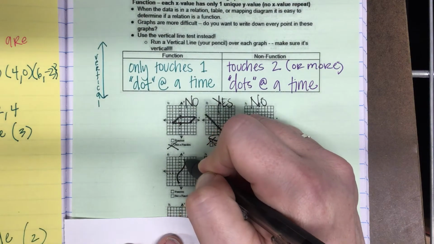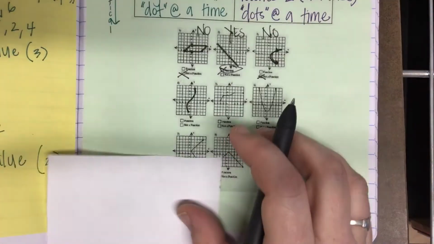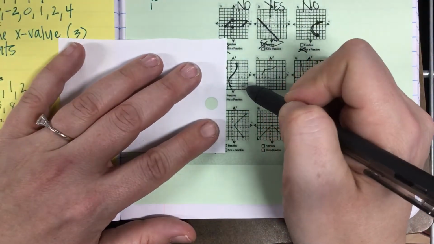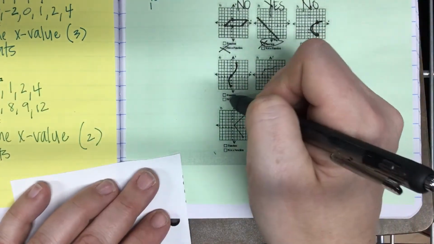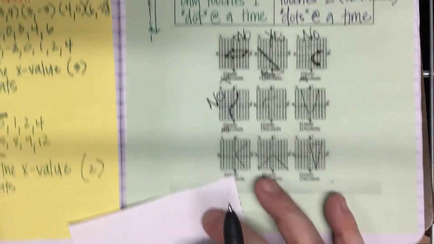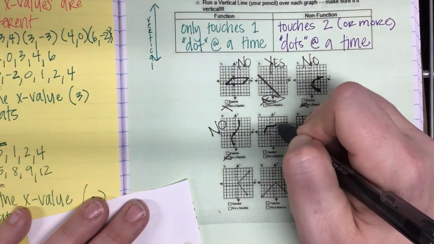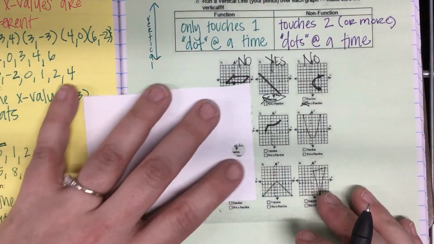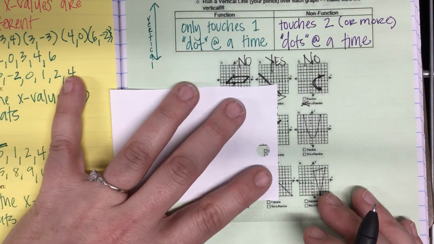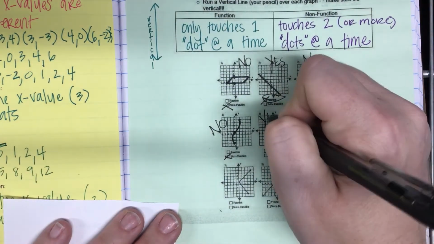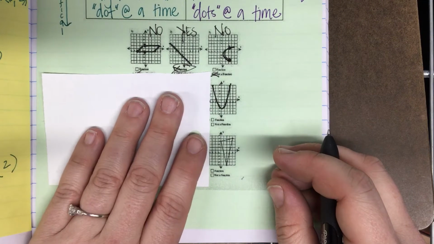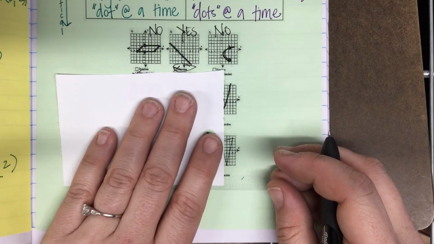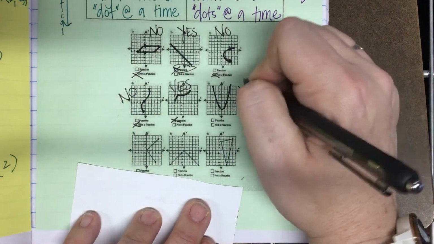What about this one? Three dots here. Are there two dots on top of each other? Yes. Not a function. And then the next one's a function. It looks like this. Yes or no? Yes, it is a function. This is called a parabola. Yes, it is a function.